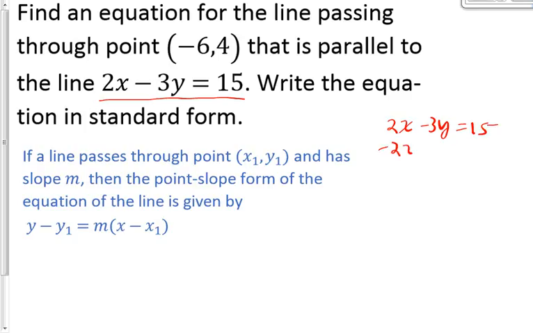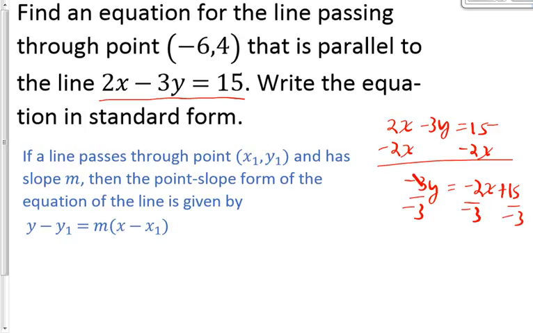So I subtract 2x from both sides. I get negative 3y is equal to negative 2x plus 15. And then I divide everything by negative 3. These would cancel out, leaving me y is equal to 2/3 x minus 5. And all I need from this equation was the slope. The slope that I need to use for my line, the m that they're talking about here, is 2/3 because parallel lines have the same slope. This line has slope 2/3, so my line also has slope 2/3.